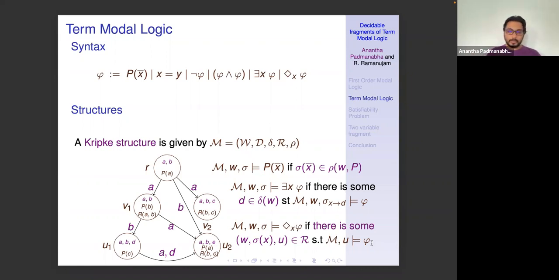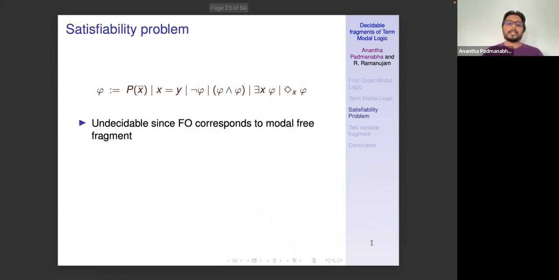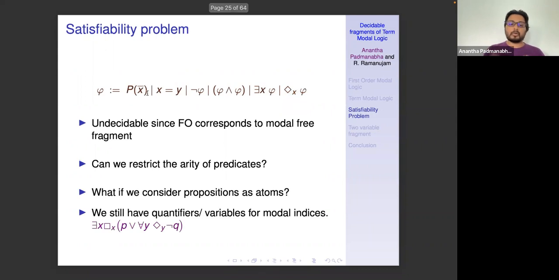Now this is the logic that we'll be looking at, and we'll be looking at the satisfiability problem for this logic. Now clearly, if we remove this, the remaining part is first order logic, right? So clearly the language is undecidable, right? Now the natural thing to say is, okay, if this is undecidable, then maybe we can have restricted predicates, for instance, unary predicates or something like that, and get decidability, right? Now what would be a drastic measure? To say, I don't want any predicates at all, I'll just have propositions, right? Note that if we have propositions, we can still have quantifications, right?